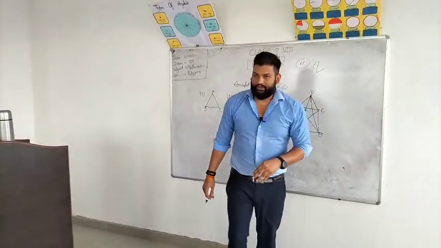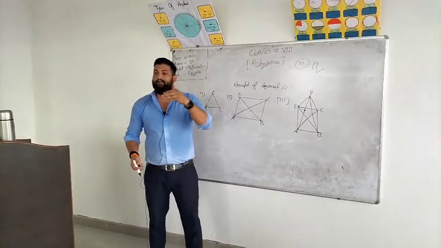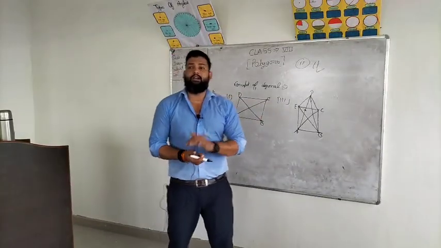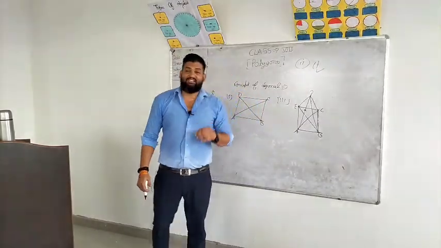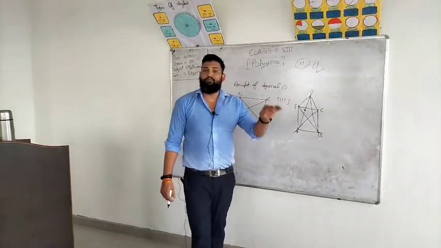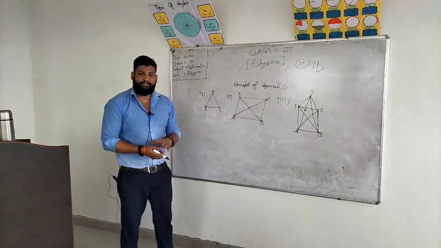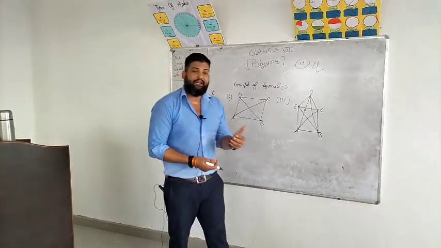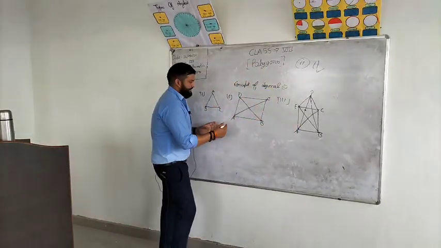But in a short way, if we have to find the number of diagonals when the number of sides is given, how can we find it? There is a concept we will use, then we can find the number of diagonals. First of all, just try to understand.